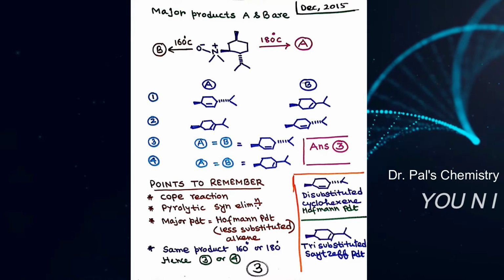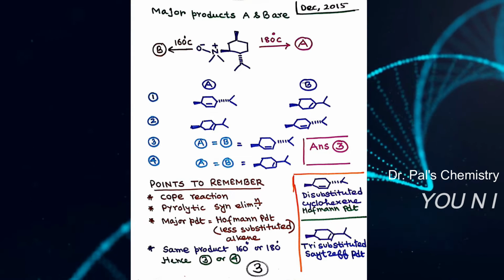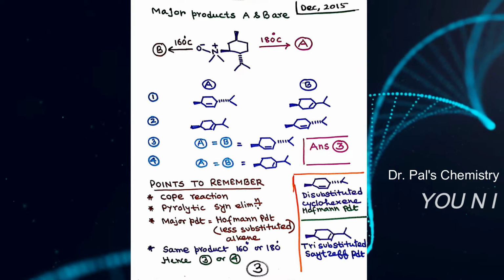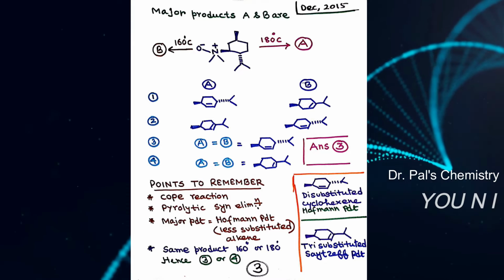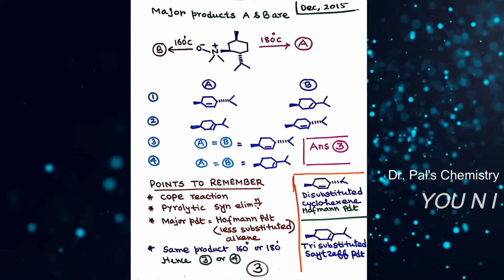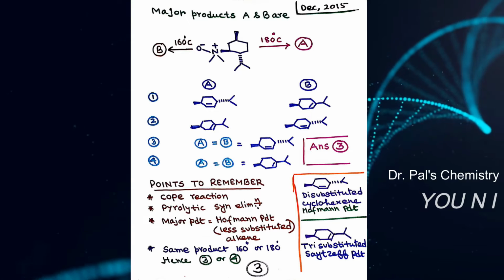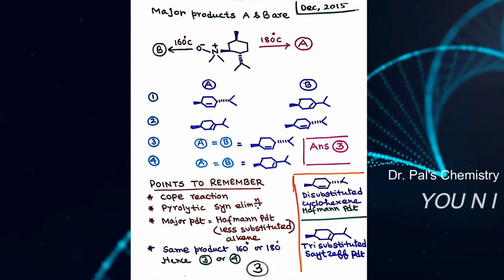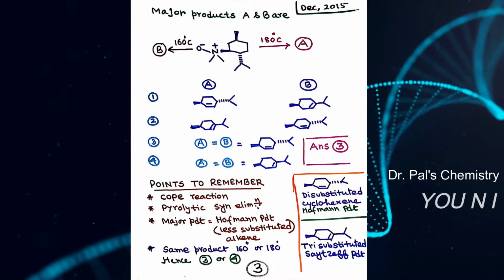Now coming to the next question, which appeared in December 2015, we have to identify the major products A and B in the following reaction. That is one cyclohexane derivative, which is subjected to pyrolysis at 180 degree centigrade, and another one at 160 degree centigrade. At 180 degree centigrade, the product is A, and at 160 degree centigrade, the product is B. First of all, what is it? The A, that is only B.